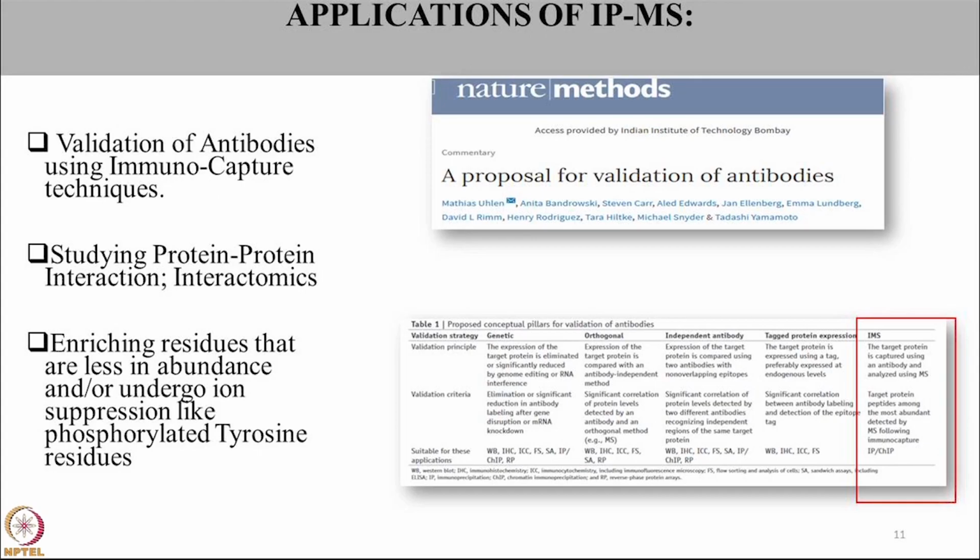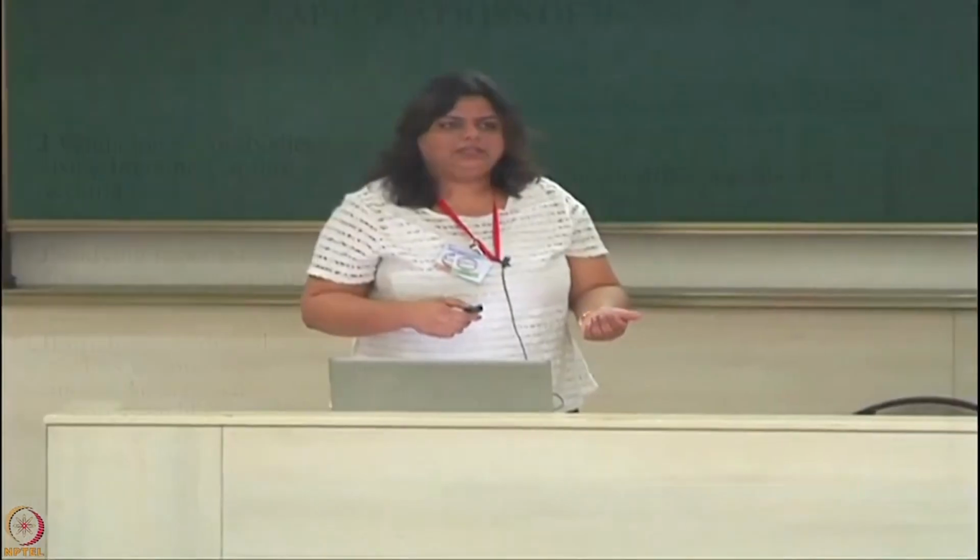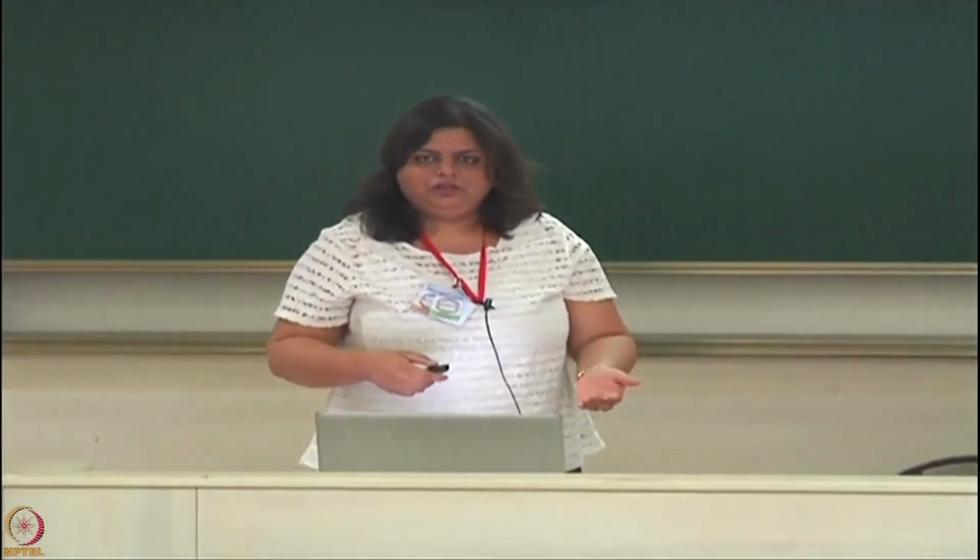Secondly, we will briefly talk about identifying protein-protein interactions, that is, interactomics. This is the demo session that you will be going for. And the third thing is enriching residues that are low in abundance and undergo ion suppression, like phosphorylation or even ubiquitination and many other PTMs. Even if the post-translational modification is very complex, like ubiquitination, it's not easy to identify using a global proteomics approach.